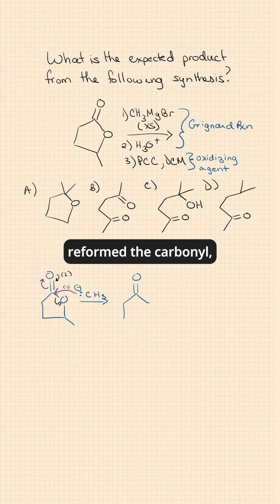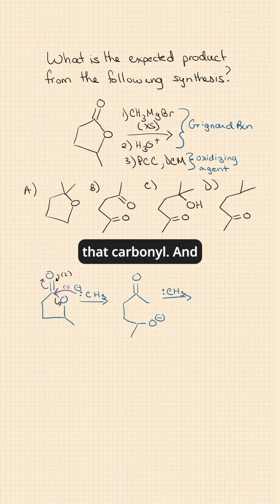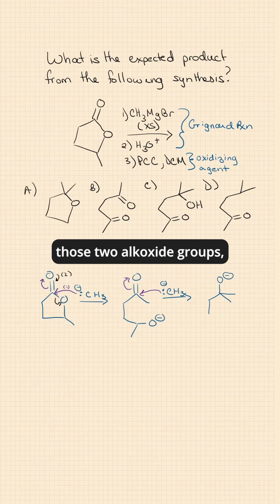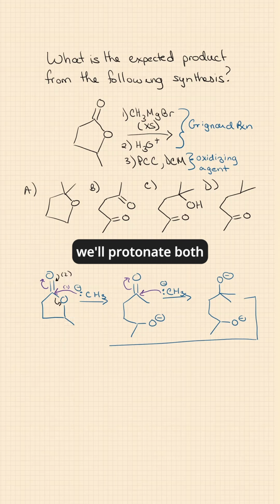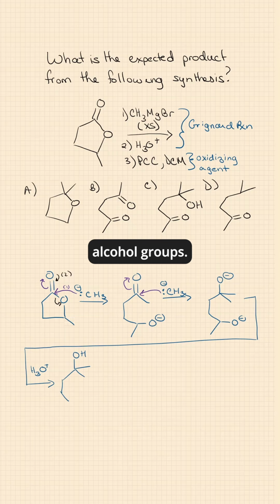Then because we've reformed the carbonyl, we still have a carbonyl to attack, and because they told us it's excess in our reaction, we know that we have more Grignard reagent that can attack that carbonyl. And so it's going to happen again, right? This reaction is so nice, it happens twice. Now we'll have those two alkoxide groups, which when we do our acid workup, we'll protonate both of them, and we'll get a diol, a molecule with two alcohol groups.